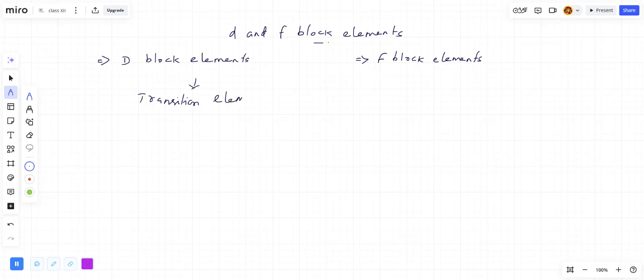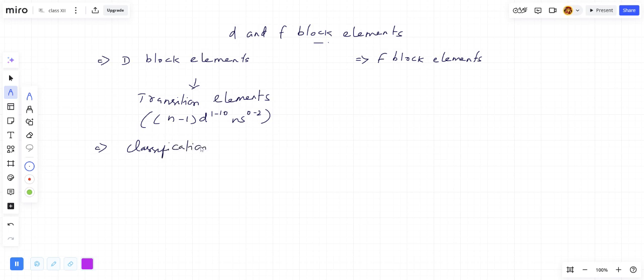So transition elements, their general configuration is (n-1)d 1 to 10, ns 0 to 2. So under D block elements, the three topics are classification, properties, and important compounds of D block elements. First topic is classification.